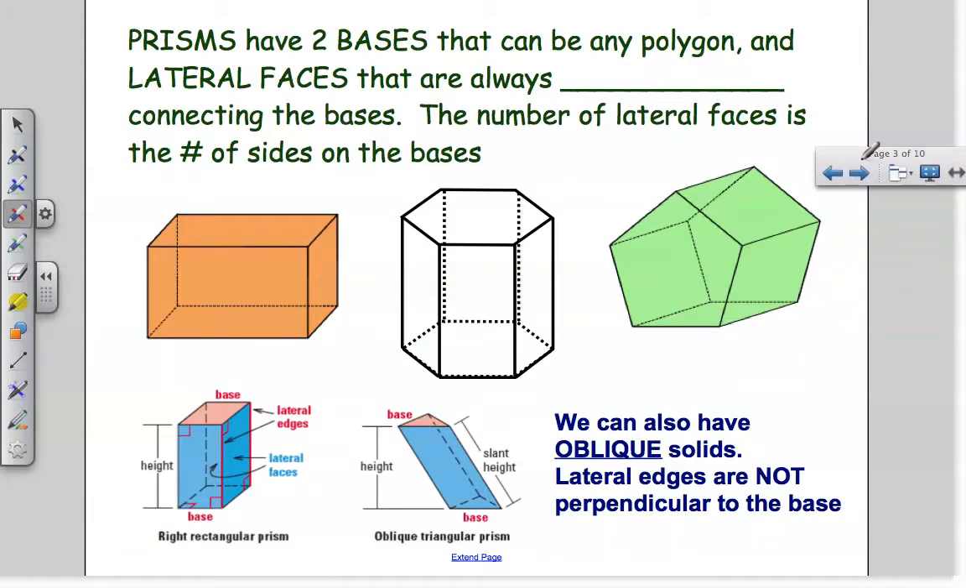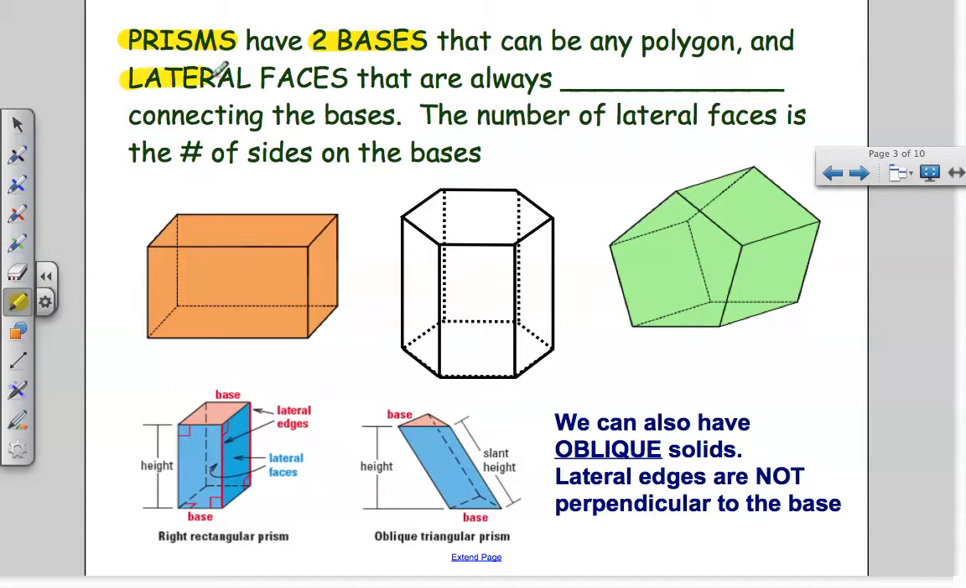Starting out, some more terms here. When you're talking about prisms, we know that prisms do have two bases, and they have to be the same shape. Like here, we have a hexagonal prism, two hexagons for the bases. This would just be a rectangular prism, kind of your box shape. Really, all the faces are rectangles here. Here we have a pentagonal prism. There are two pentagons for the bases. But you always have two bases for a prism, and those could be any polygon.